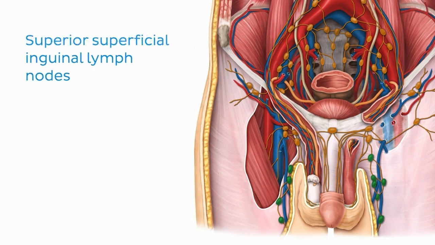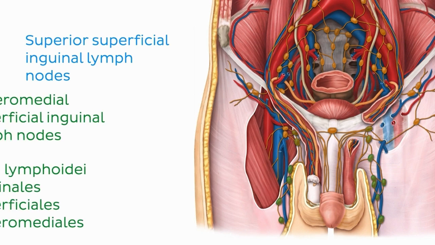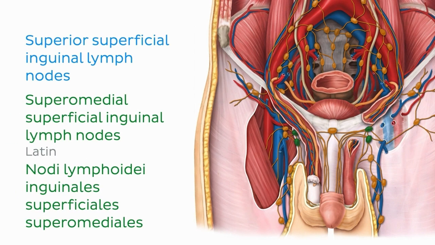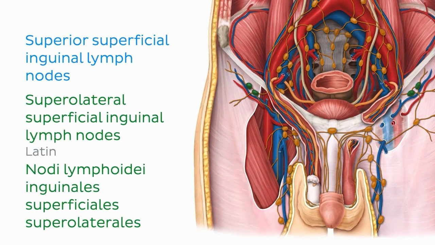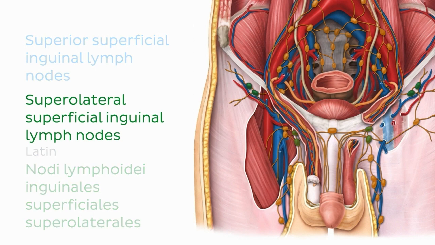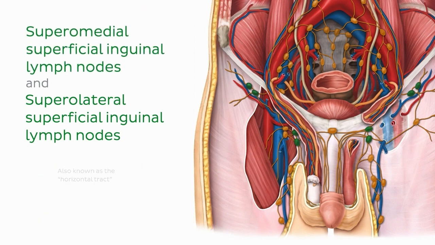The superior superficial inguinal lymph nodes are divided into two groups: the superomedial superficial inguinal lymph nodes, seen here, and the superolateral superficial inguinal lymph nodes, located more laterally. Collectively, these are known as the horizontal tract of superficial inguinal lymph nodes.